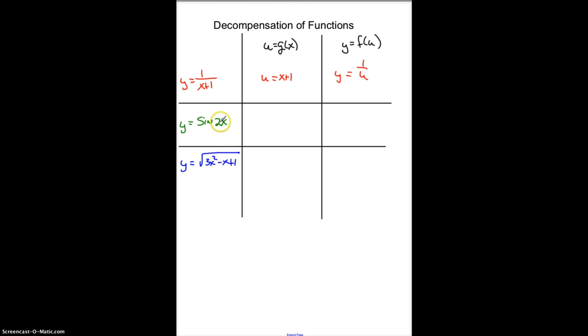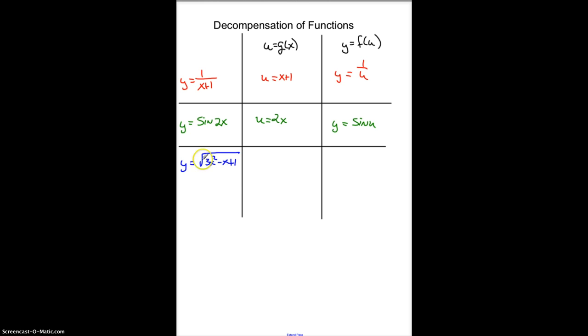Let's decompose this one. The overall function that seems to be driving everything is, of course, sine. So let me switch this. So y, if I say this is sine of u, then what is u in here? This is 2x.